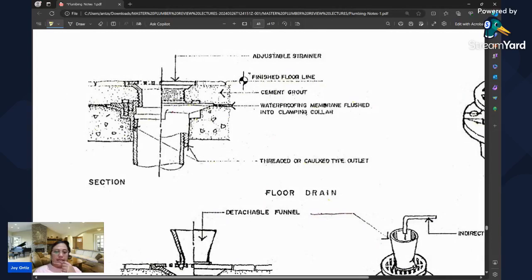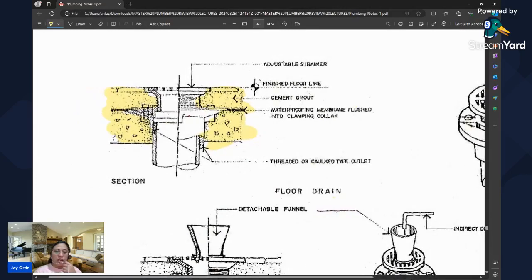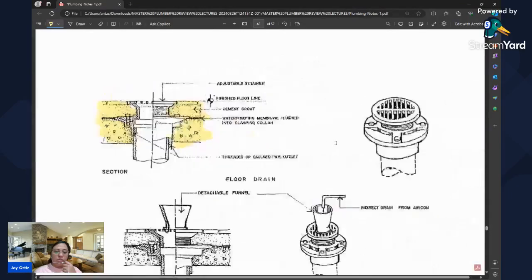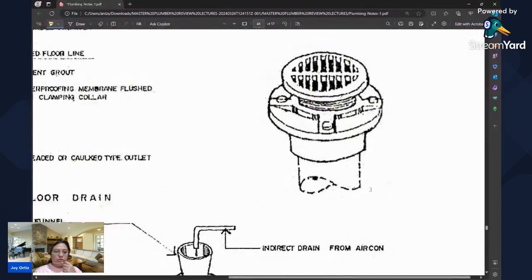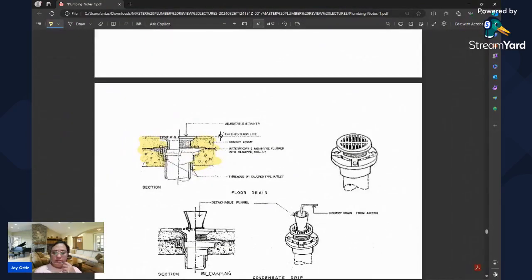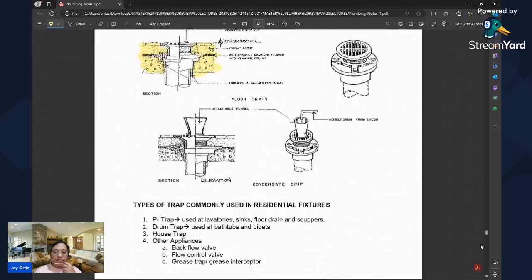So as you can see, this is a floor drain. We have here, this is the concrete. Yan, ito yung concrete. Kulayan natin. And here, we have the adjustable strainer. Finish floor line. This is the cement. Ito yung kanina kinulayan ko. And this is the waterproofing membrane flush into the clamping collar. And here's the thread outline. So this is the sample of a floor drain.